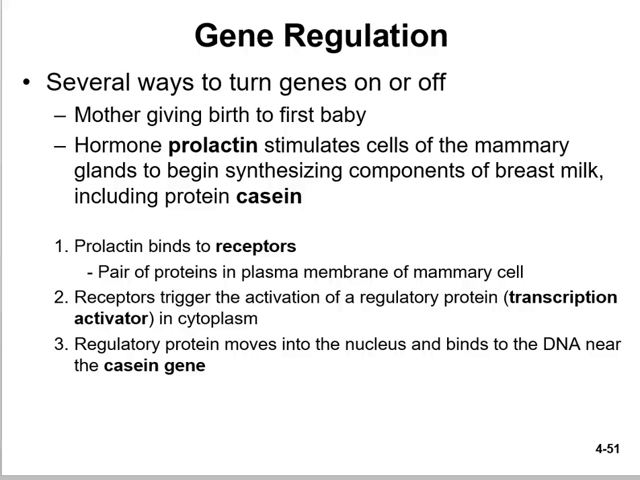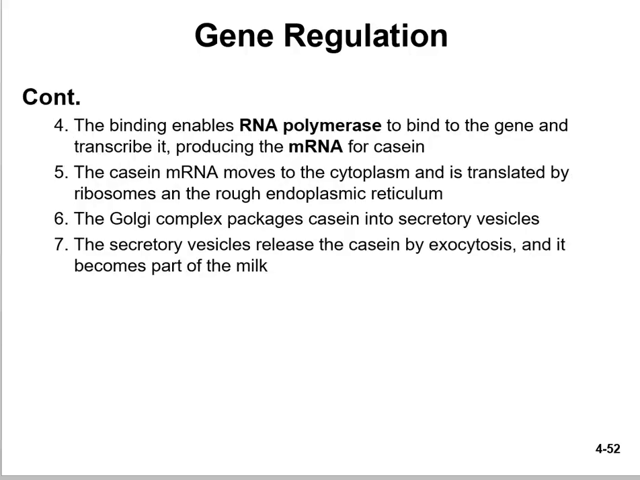Well, prolactin will bind to its receptor, which is a pair of proteins in the plasma membrane of a mammary cell. Next, the receptor triggers the activation of a regulatory protein that's called the transcription activator. Next, the regulatory protein moves into the nucleus and binds to the DNA near the casein gene. This binding enables RNA polymerase to bind to the gene and then transcribe it, producing the mRNA for casein.